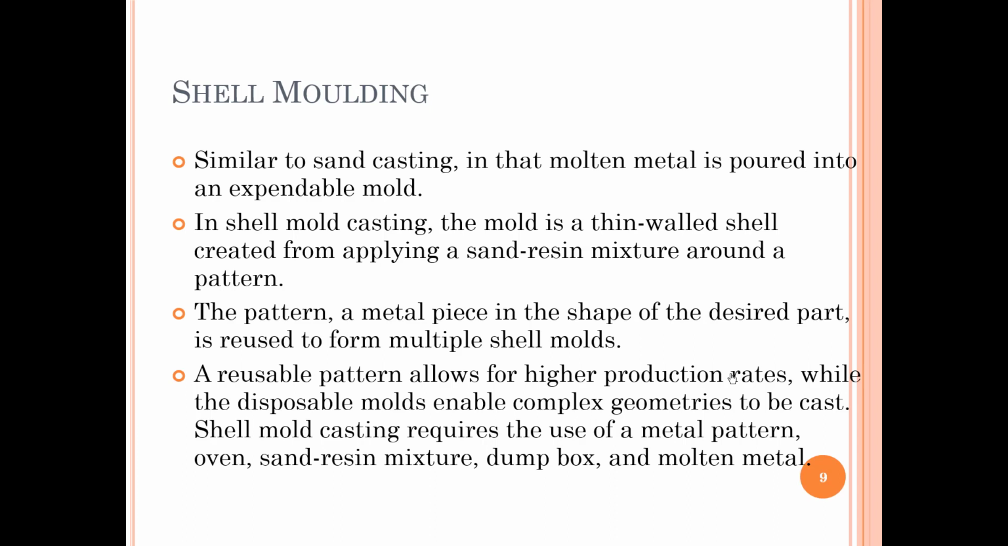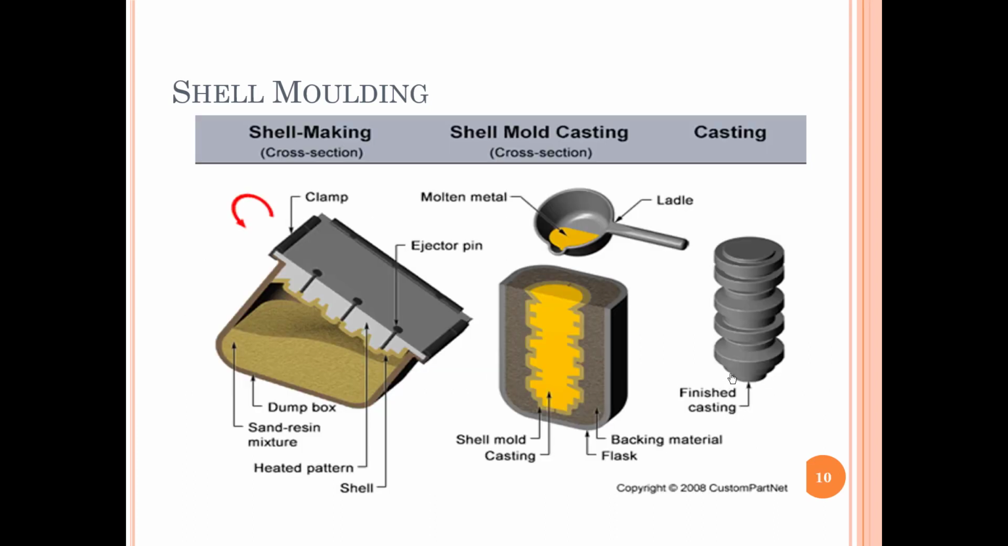A reusable pattern allows for higher production rate, while disposable molds enable complex geometries to be cast. Shell mold casting requires the use of a metal pattern, oven, sand resin mixture, dump box, and molten metal. So these are the things required for shell molding. So we have the dump box, sand resin, and the pattern. Here we get the required shell. Here is the ejector pin. This is the cross section of the shell mold. Then this is the final product.